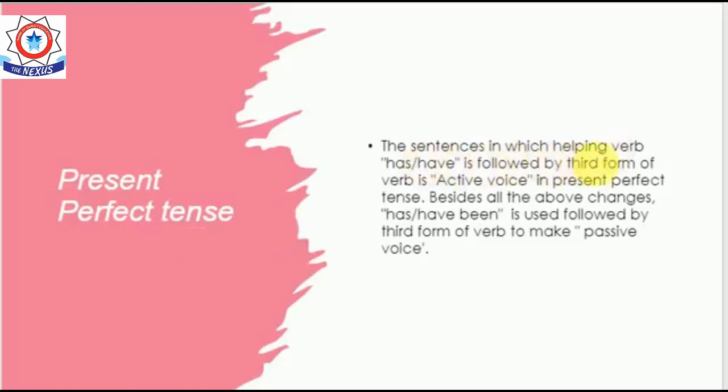Active to passive. The sentences in which helping verb has, have is followed by the third form of verb is active voice in present perfect tense. Besides all above changes, has, have, been is used followed by third form of verb to make passive voice.